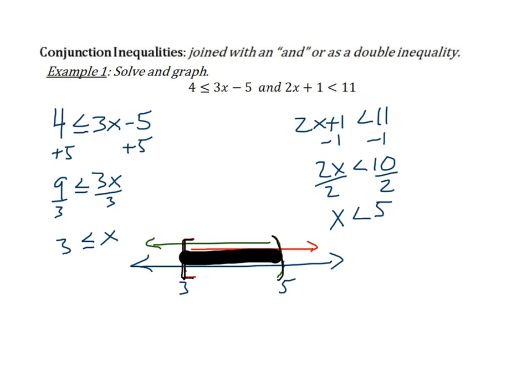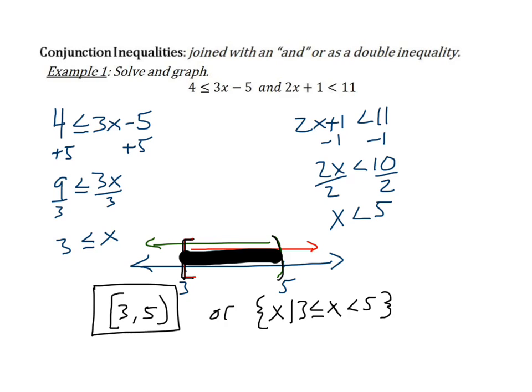And to write that, we can write that as an interval from 3 to 5, not including 5. That's interval notation. Or with set builder notation, we can say the set of all x's such that x is greater than or equal to 3 and less than 5. With an and inequality, we can glue them together. So either of these would be an acceptable solution for that.